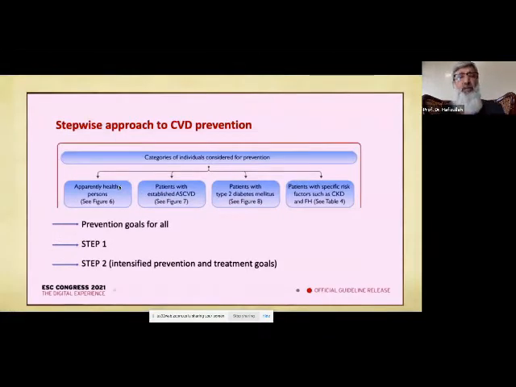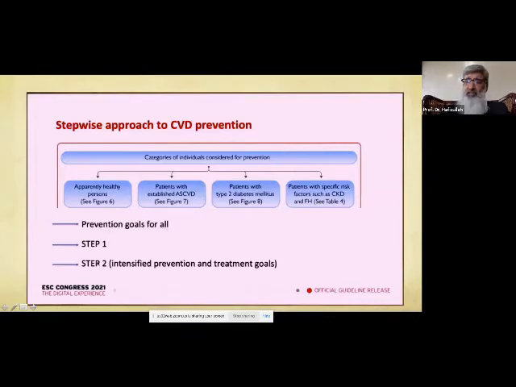So this is something new that has come to us, and that is that there are 4 categories of patients when you are confronted in your clinical practice. People who are healthy, whom they call apparently healthy people, those who have established cardiovascular disease, those who have type 2 diabetes, and those who have CKD or familial hypercholesterolemia. And for these, the prevention goals have been defined.